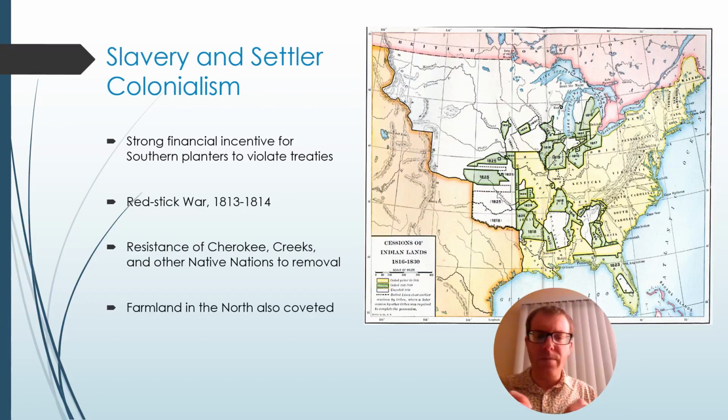a little bit later. But again, as I stressed in the previous lecture, settler colonialism gets adopted as a U.S. policy following the American Revolution, and it only gets adopted more and more as time goes on. Presidents in the 1820s and 1830s are a lot more expansionistic against native nations than presidents in the 1790s. And slavery is providing one key strong financial incentive for the U.S. to act this way.